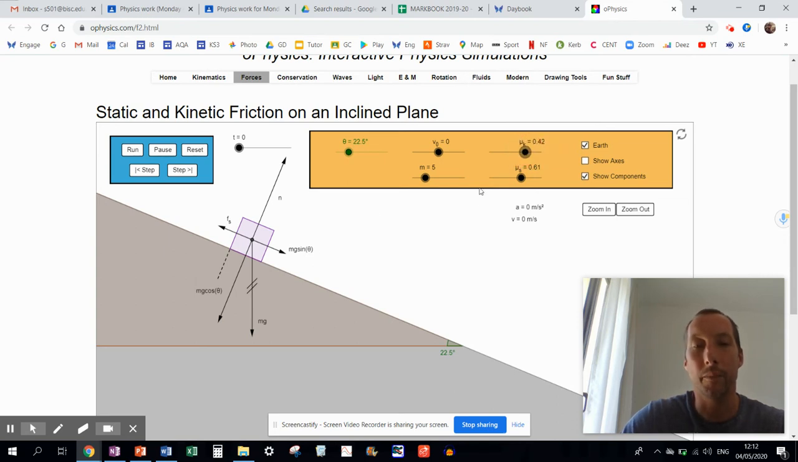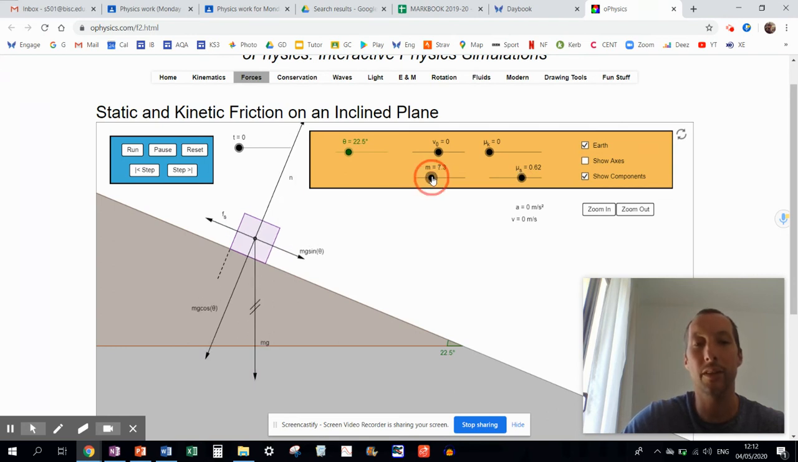So I could alter my static friction here. If I make this bigger or smaller, notice what happens to the frictional force. The frictional force changes depending on my coefficient, and that coefficient, remember, depends on the nature of the surfaces. It depends on the nature of the block itself and of the surface it's sitting on.